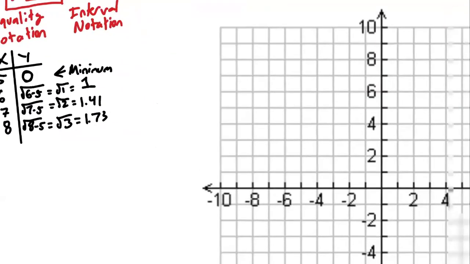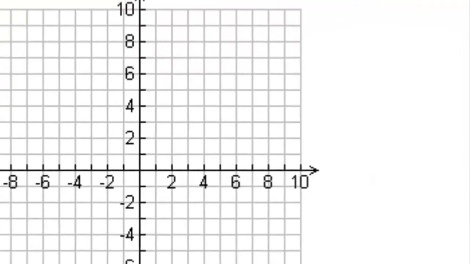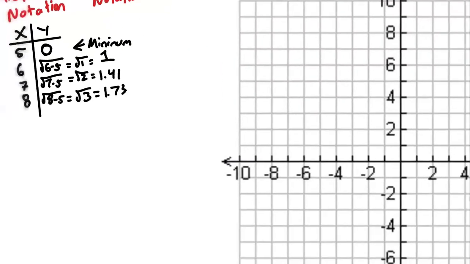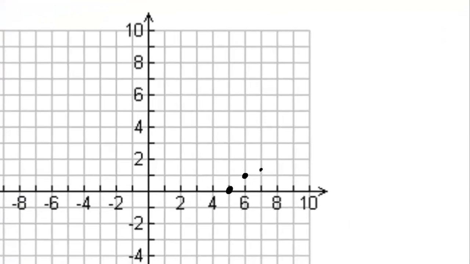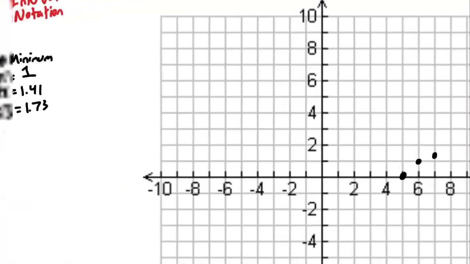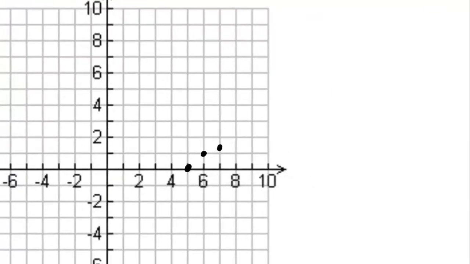Okay, so we're going to plot 5, 0, which is right here. 6, 1, and then we're going to do the same for 7 and 8. So 1.41, which is right here, and then 8 is 1.73. And then all you have to do is just draw a line, and you have the graph. And then 5, 0 is the minimum point.